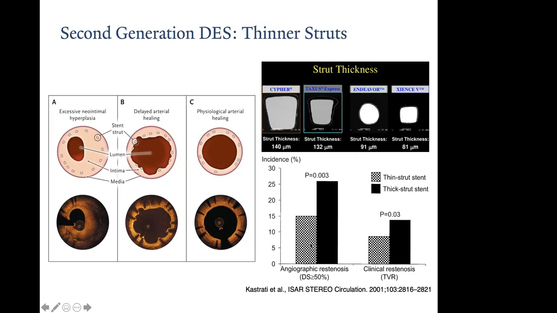This was known early on that thinner struts would lead to lower restenosis. And so this was essentially a head-to-head study of just thin struts versus thick struts, showing that restenosis, both angiographically and clinically, was lower with a thinner strut.